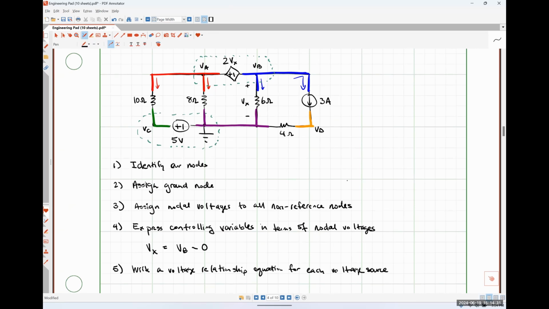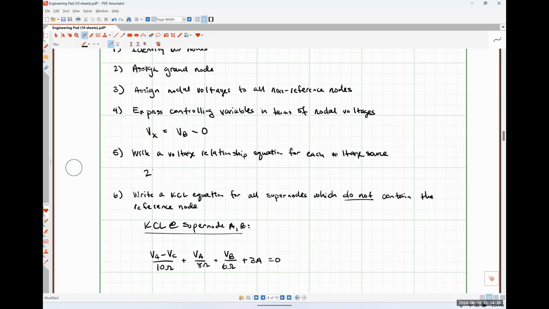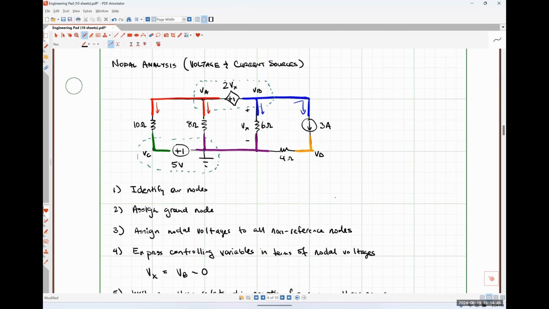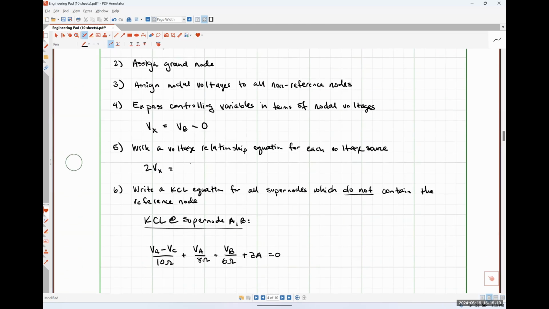So we're going to start with a voltage relationship equation for the 2Vx voltage source. So we have 2Vx. Does anybody have any intuition as to how we might write a voltage relationship equation for this? How have we expressed voltages that aren't nodal voltages in the past? Whatever node is at the positive polarity terminal minus whatever nodal voltage is at the negative polarity terminal. That's the exact same thing we're going to do here. So what's the nodal voltage at the positive polarity terminal of the 2Vx source? It'll be VA minus VB. Exactly right. VA minus VB.